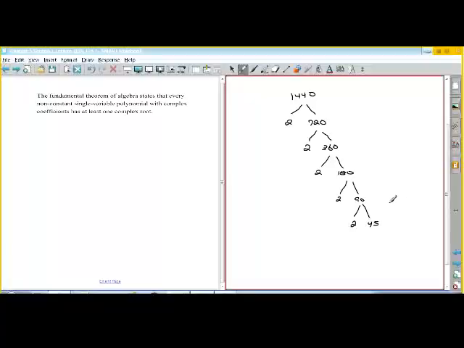So here I am, I've gotten to the first case where it's not an even number anymore. So then I go to the next larger prime number, which is 3, and I ask, can I divide this number by 3? And the answer is yes. So 45 divided by 3 is 15.